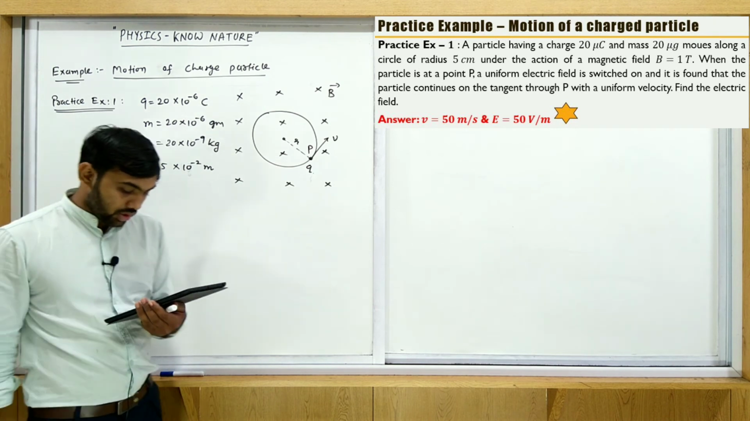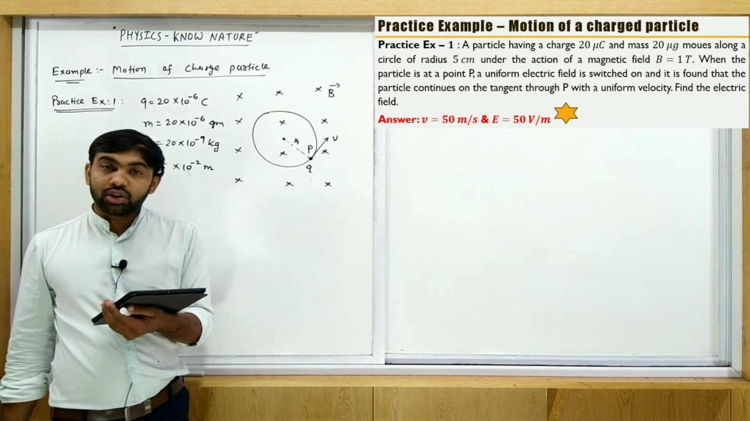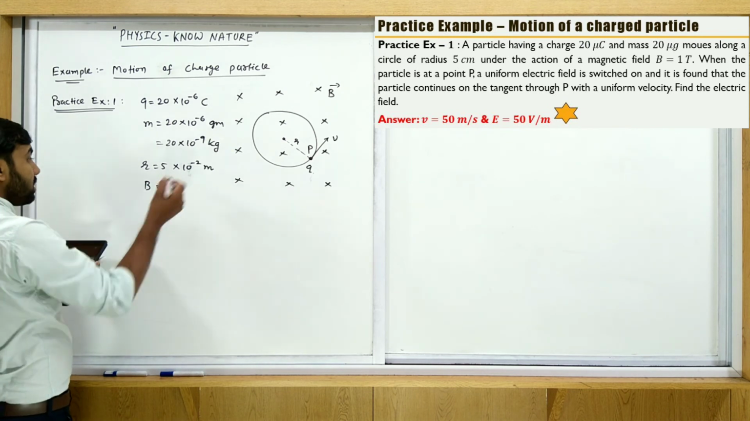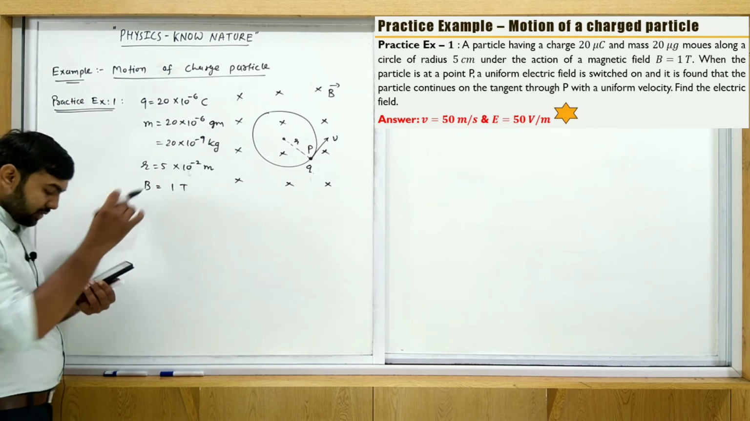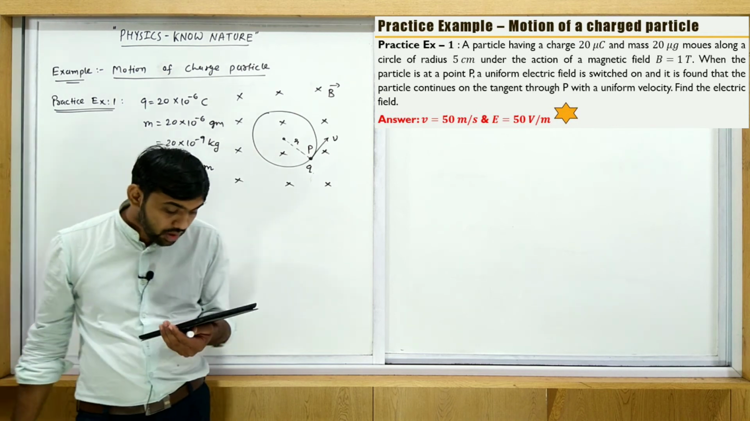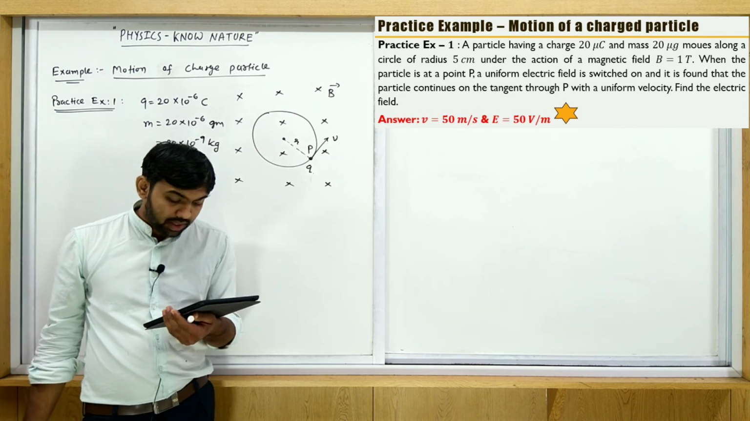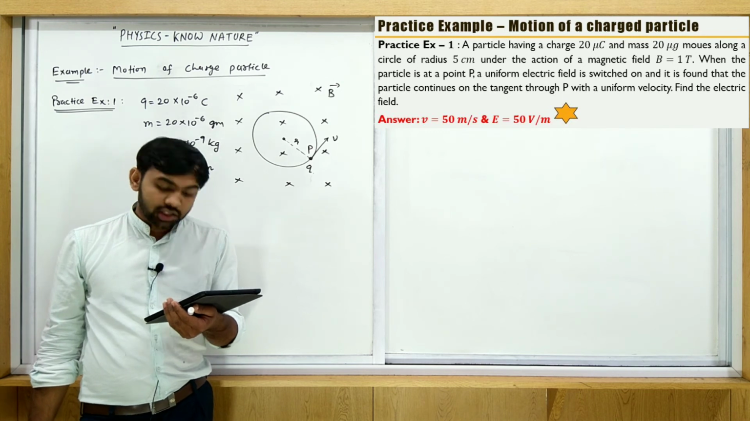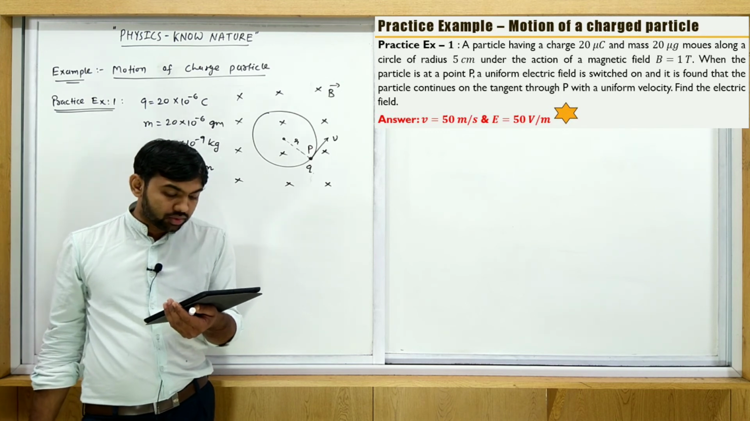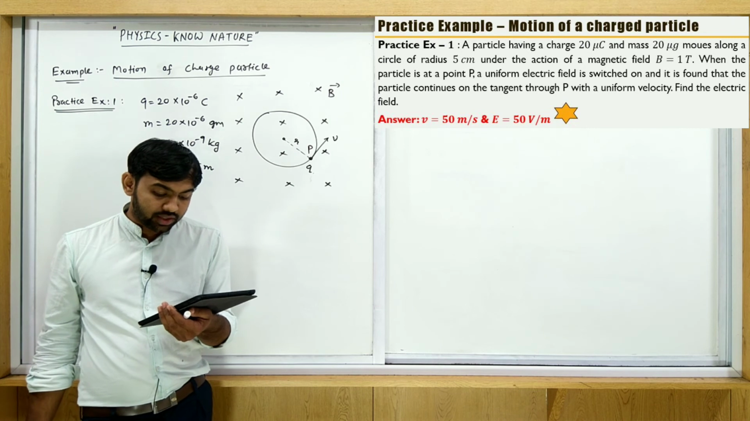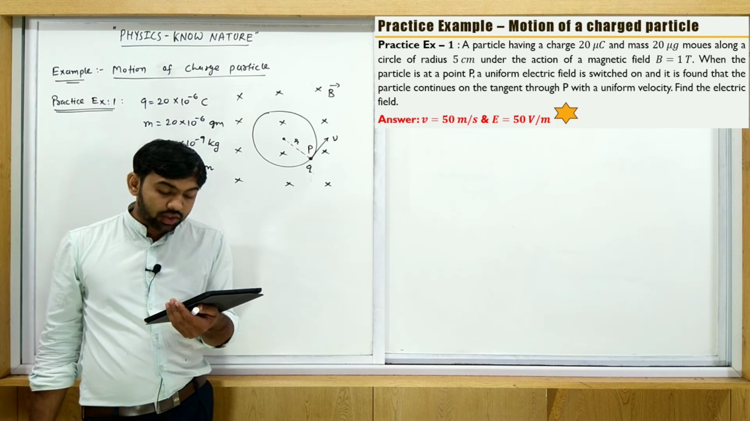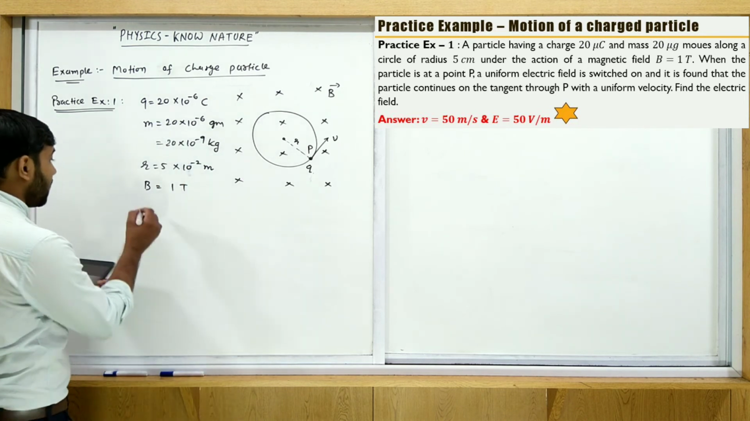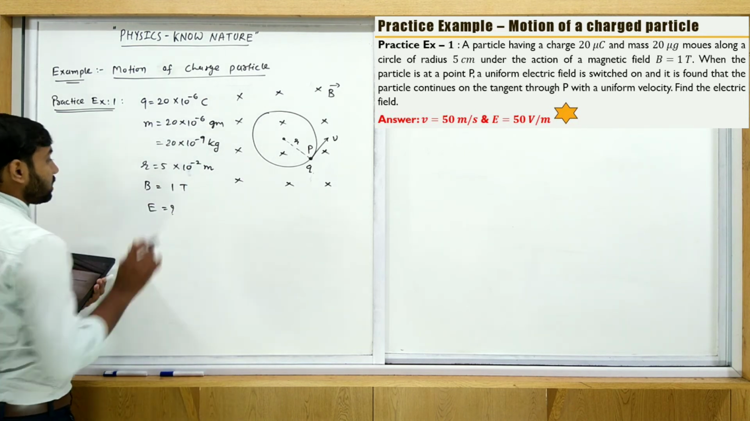This type of situation, and under the action of magnetic field, B is equal to 1 Tesla. So magnetic field B is given to you, that is 1 Tesla, and this figure is given to us. When the particle is at point P, a uniform electric field is switched on, and it is found that the particle continues to move along a tangential direction through this point P with a uniform velocity. Find the electric field. So you have to find out electric field is equal to what?